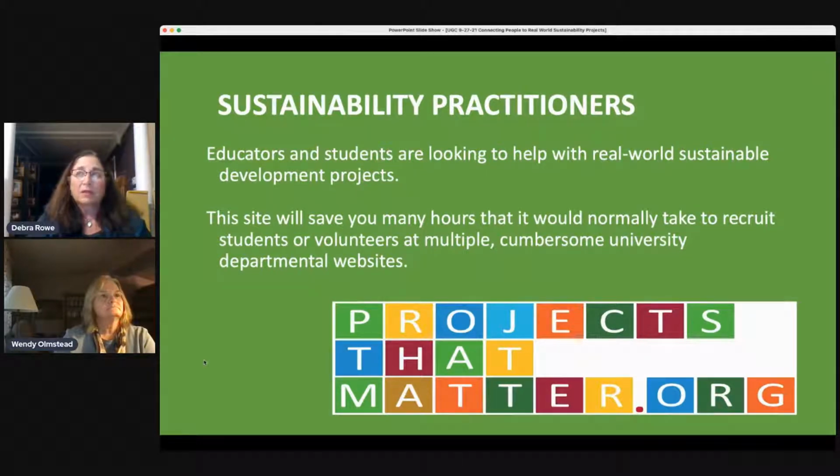And what we found, because I ran the Detroit Green Skills Alliance, where we brought together businesses and government and nonprofits, and we looked at what we needed to do to grow the green economy. And we found that if we wanted student help, we had to go to multiple sites within each university, the departmental sites, to get the students to know that we wanted them to connect with us. So this site, projectsthatmatter.org, will save you many hours that it would normally take to recruit students or volunteers, who come here instead of going to multiple cumbersome university departmental websites. So we've made it easier for you.